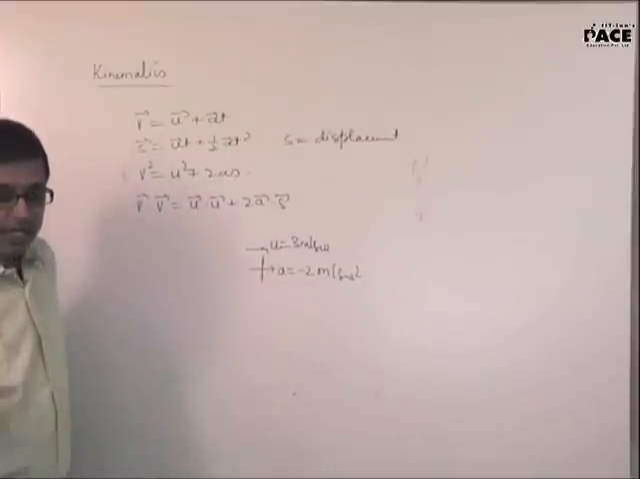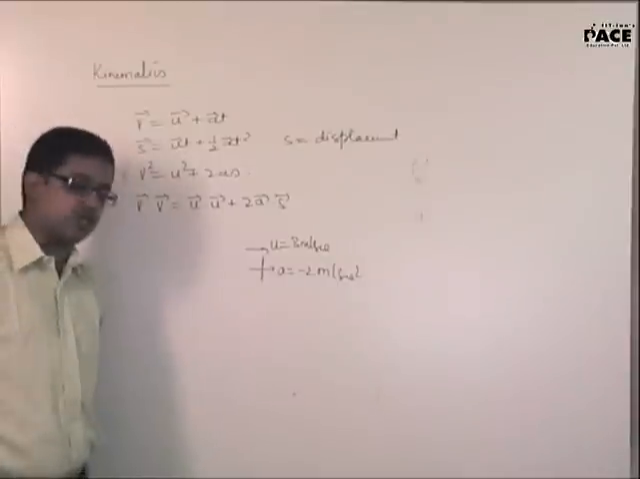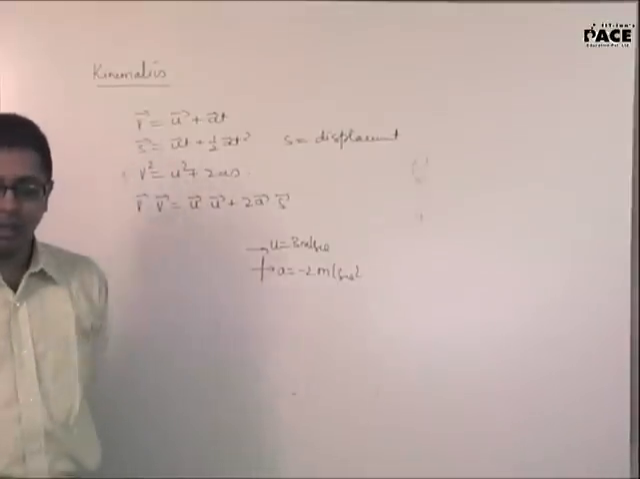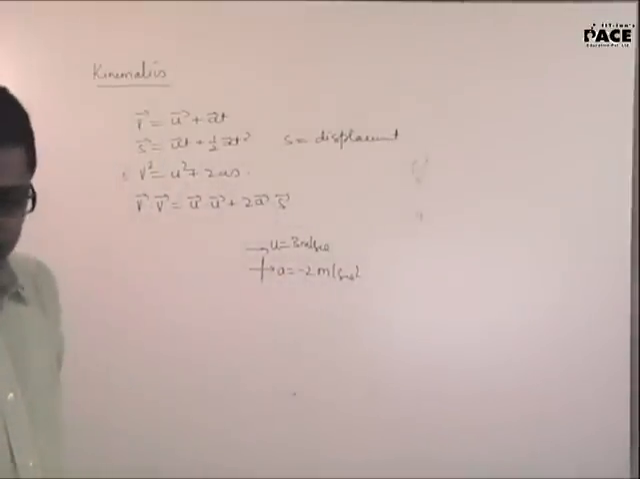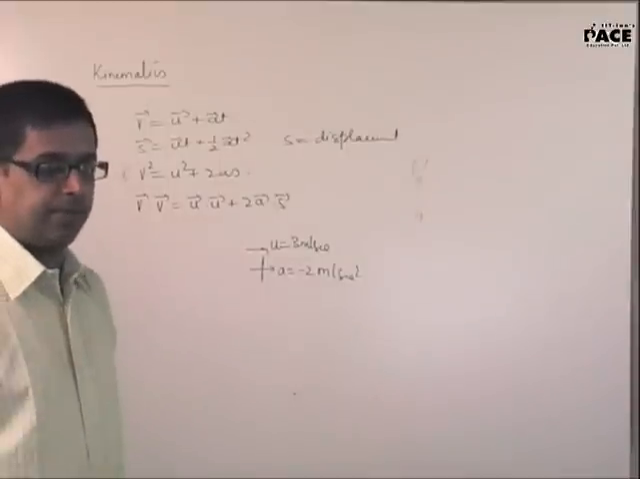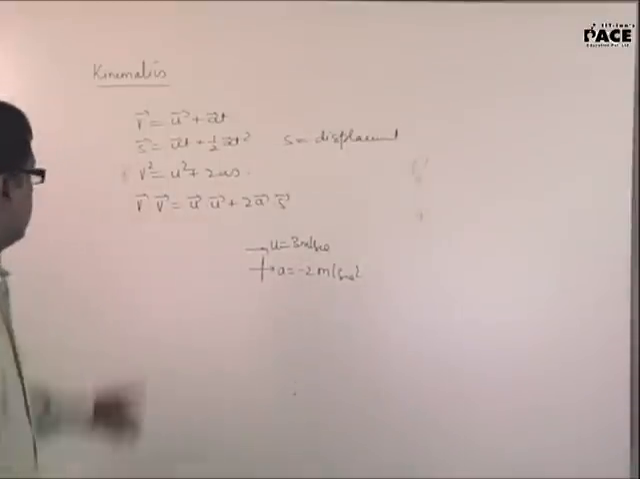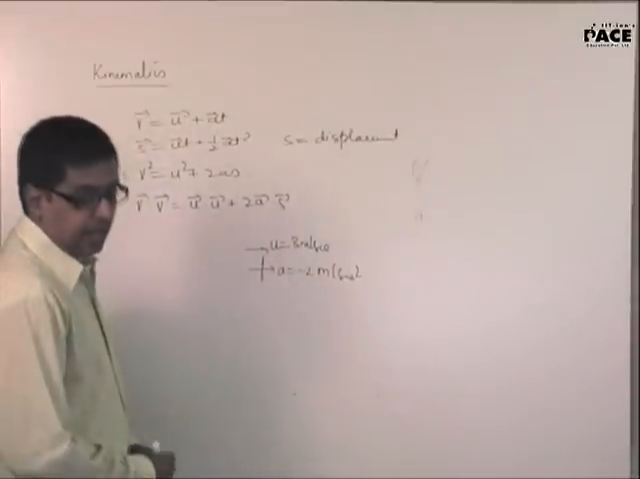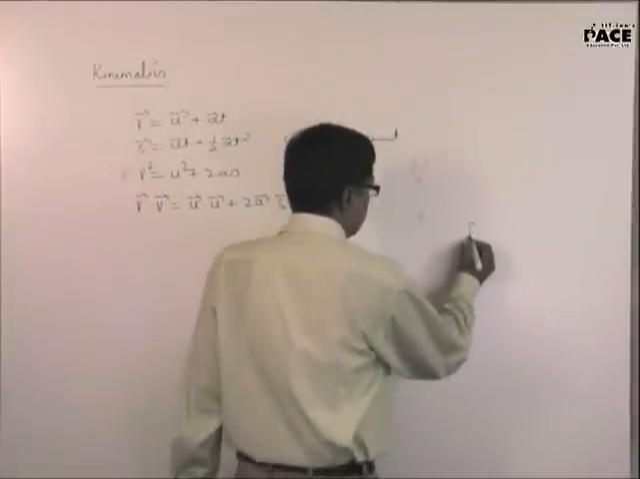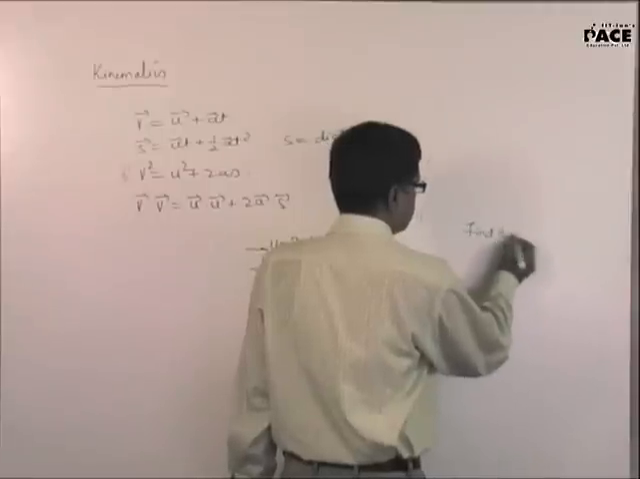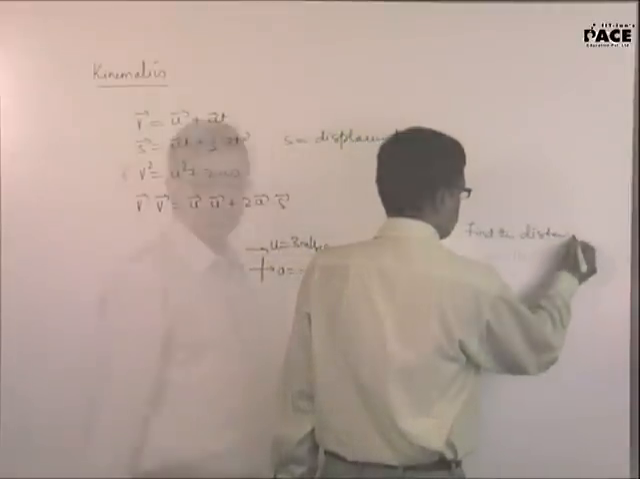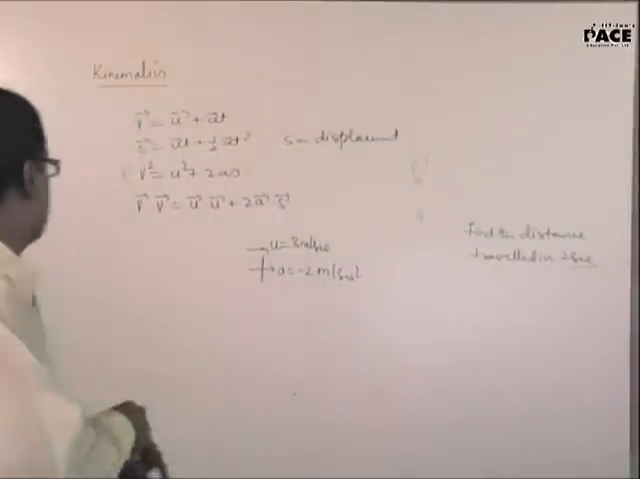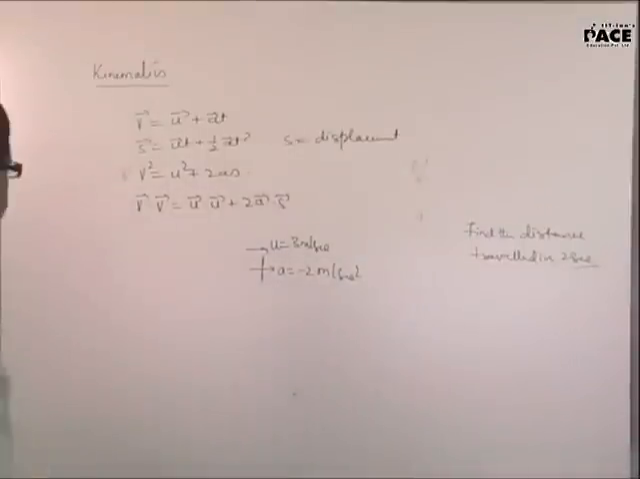But he asked you for the distance moved by the body in 2 seconds. Will you try the problem? Take this down and try this. Initial velocity is 3 meters per second. Acceleration is minus 2. Find the distance travelled. 2 meters. u into t is 6 minus half a.